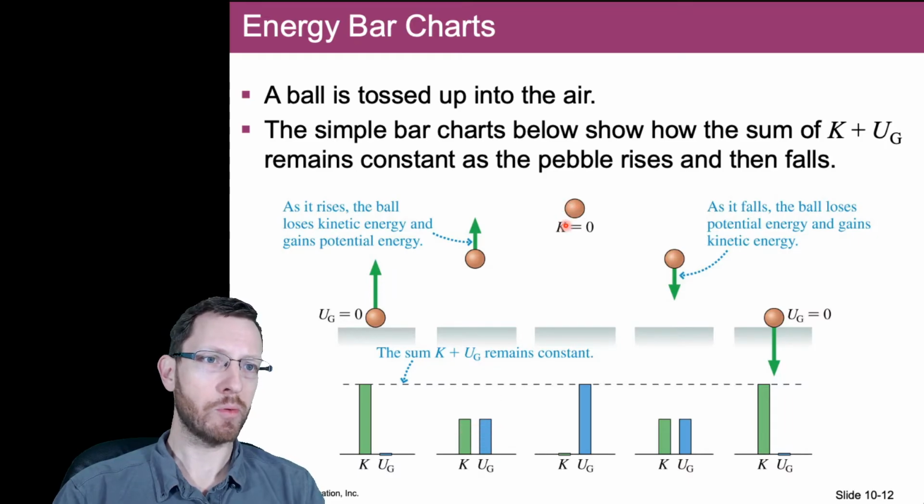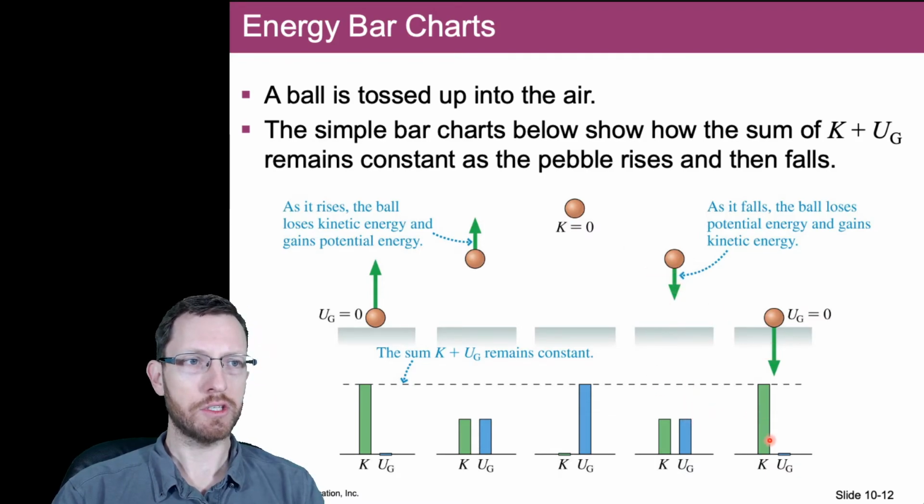When I reach my maximum position, my maximum height, I have no velocity, so my kinetic energy goes to 0, but then my potential energy will be equal to my initial kinetic energy. And then as the ball turns around and comes back down, the potential energy again shrinks back to 0, and the kinetic energy grows to that initial amount.